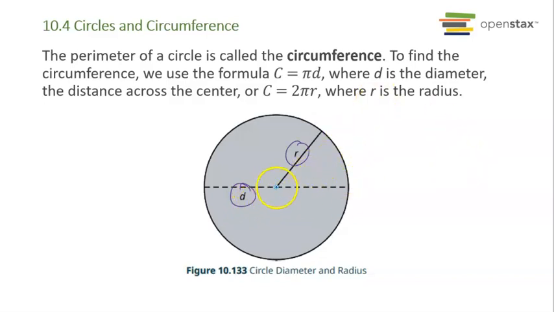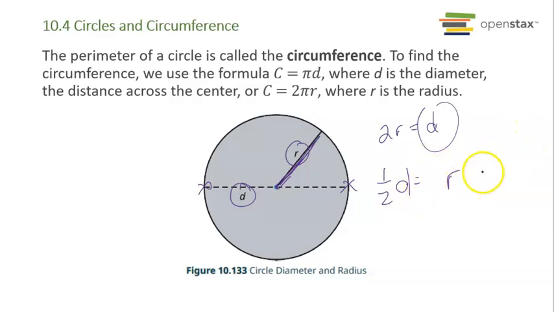Now the radius is from the center of the circle to the edge, and the diameter is from one edge to the other, but through the center. The radius is half of the diameter, so 2 radii. If I have 2 of these radii, that gives me 1 diameter. If I'm given the diameter, all I have to do is cut the diameter in half, and I get the radius. And that's all you need to know.